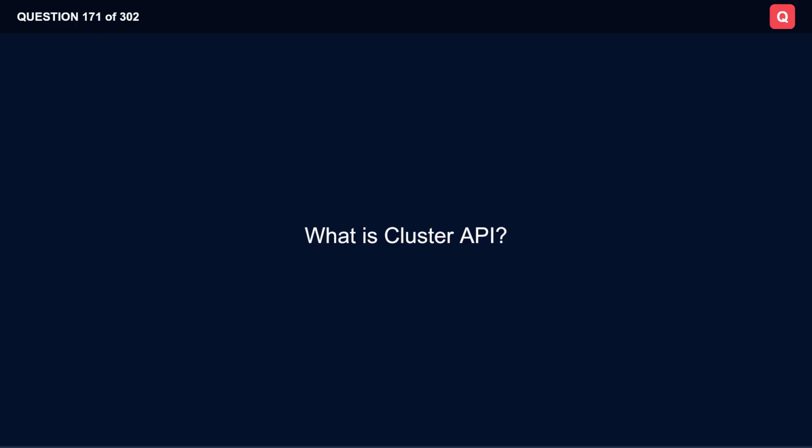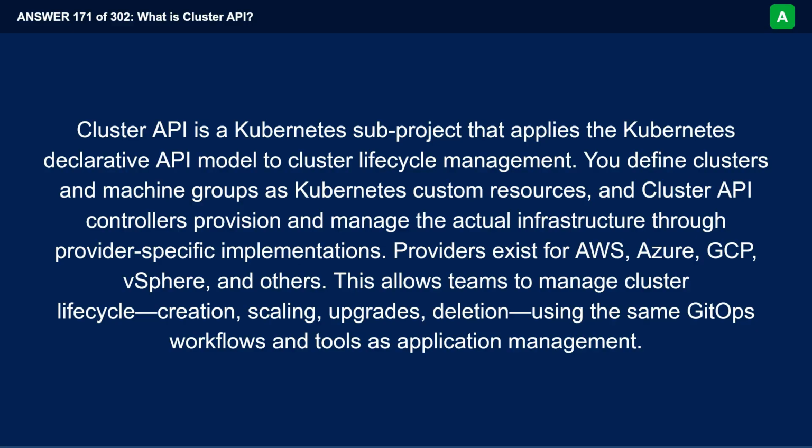What is Cluster API? Cluster API is a Kubernetes subproject that applies the Kubernetes declarative API model to cluster lifecycle management. You define clusters and machine groups as Kubernetes custom resources, and Cluster API controllers provision and manage the actual infrastructure through provider-specific implementations. Providers exist for AWS, Azure, GCP, vSphere, and others. This allows teams to manage cluster lifecycle, creation, scaling, upgrades, and deletion, using the same GitOps workflows and tools as application management.